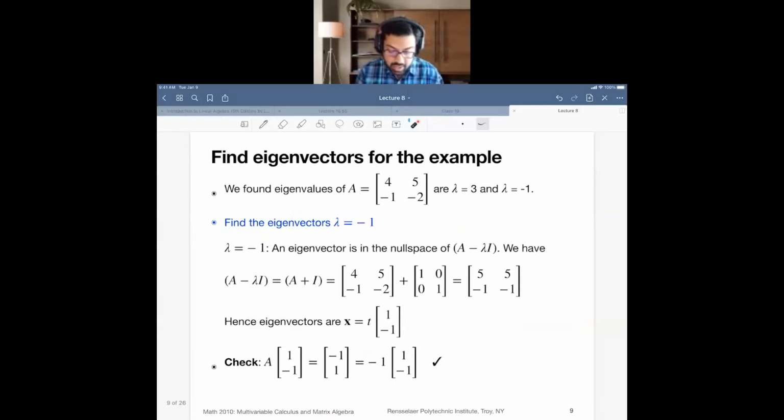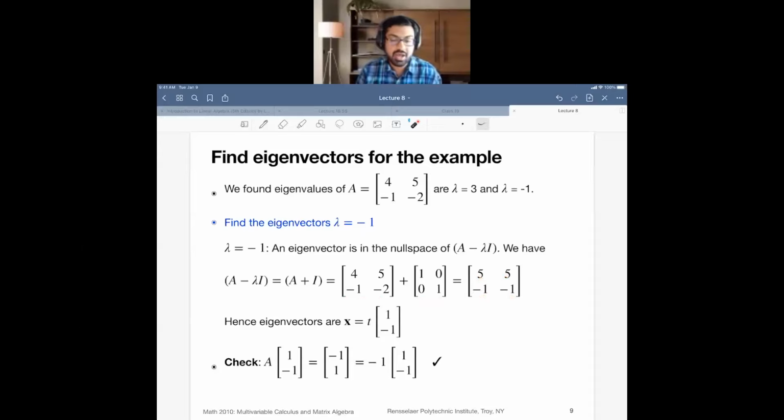How about the other eigenvalue of lambda equals negative 1? We are going to do the same thing. We are going to find the null space of A minus lambda I. So A minus lambda I, in this case, lambda is negative 1. So that becomes A plus I. A is the matrix under consideration plus I. So you get 5, 5, negative 1, negative 1.